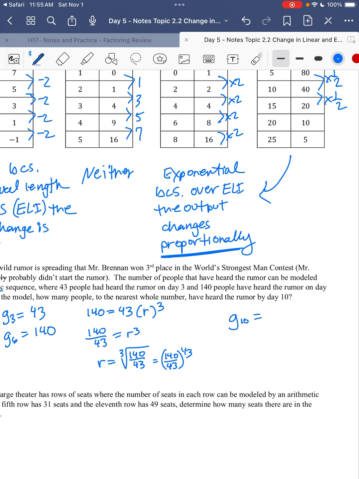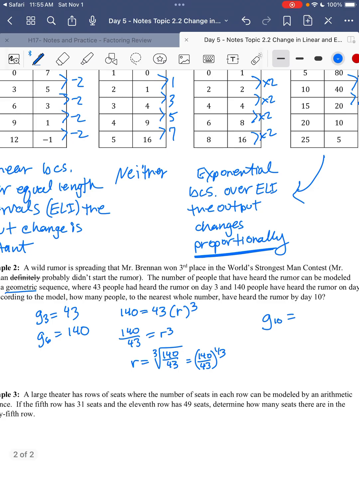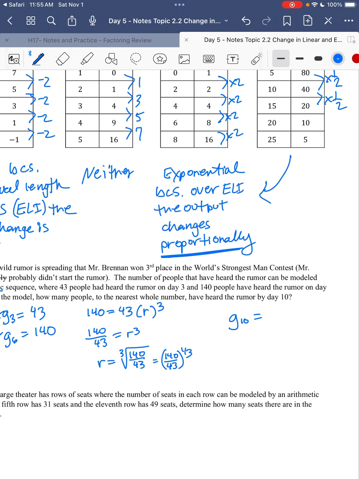Okay, so I don't really need the formula. I just need to know G10. So all I have to do is take one of the things that I know and this r value, and I'm going to be plugging in 10. So I'm going to use the G3 and the 43. Okay, no, I'm sorry. I'm going to use this guy right here. All right, so I'm going to use 140. My r value is going to go right here, 140 over 43 to the 1/3.